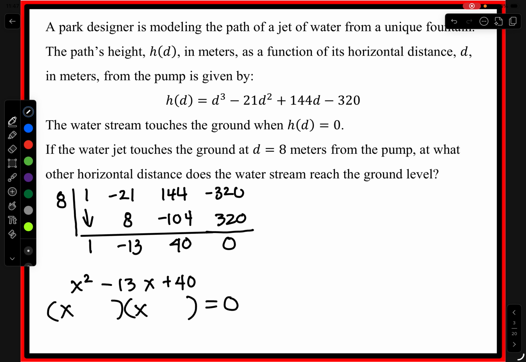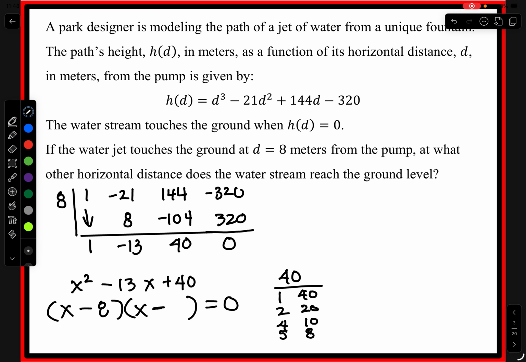So let's see. Since this is negative, negative times a positive is also negative, and we're going to look for the factors of 40. So 1 and 40, that doesn't give us 13. 2 and 20, that doesn't give us 13. 3, that doesn't work. 4 and 10, that's not going to give us 13. 5 and 8, that gives us 13.